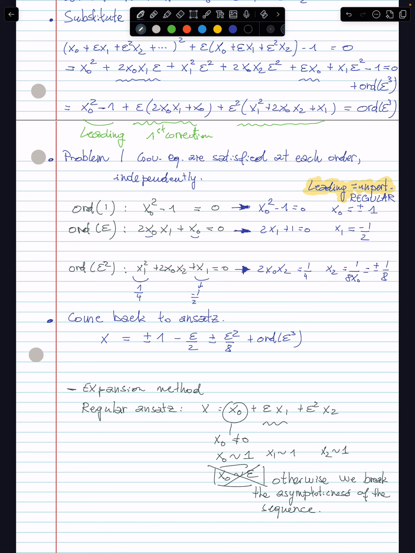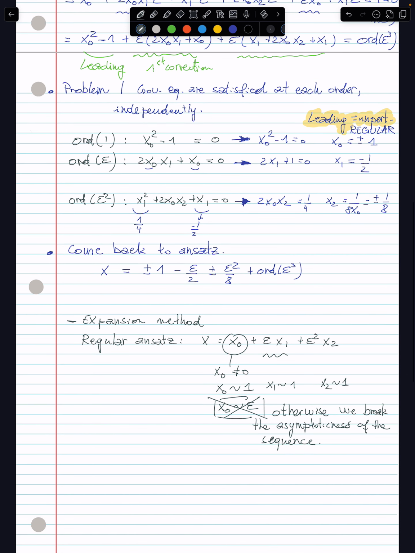All right, the asymptoticness of the sequence is something that just says that the first term is much larger than the next, which is much larger than the next, which is much larger than the next, and so forth, just to make sure that if we do truncate this sequence, we don't know whether it converges or not, but at least as soon as we decide to truncate this sequence, it provides something that is useful for the engineer and which can be used in order to approximate the solution of the original problem. All right. So we use the regular ansatz.